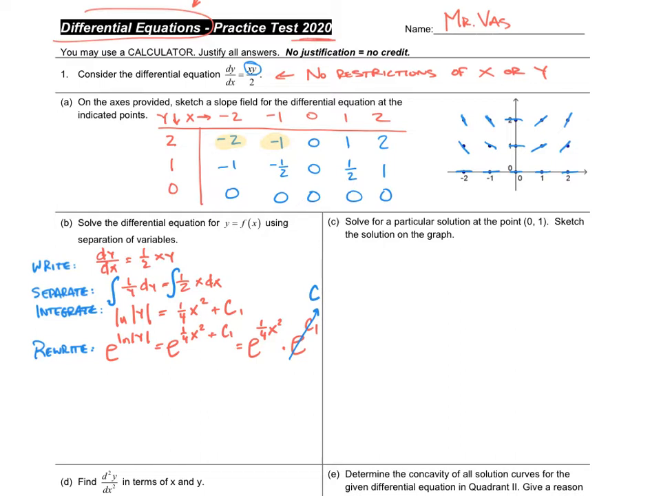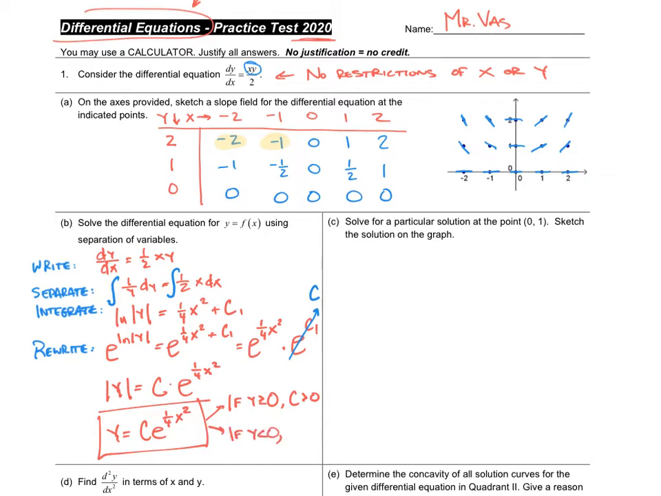So now I'm ready to rewrite this whole thing. I have the absolute value of y equals some constant C times e to the 1/4 x squared. We can go a little further here, and I'm going to write this as just y equals C times e to the 1/4 x squared. And I have to justify that. I'm not just allowed to erase an absolute value symbol. So I'm going to justify that here. If y is greater than or equal to 0, then C will be greater than 0. If y is less than 0, then C will be less than 0. And that's basically taking care of the piecewise nature of the absolute value of y.